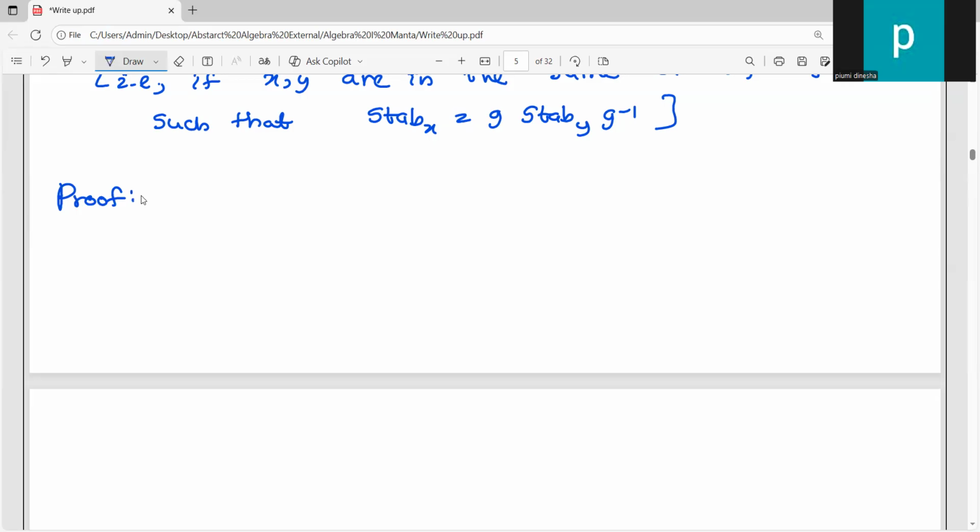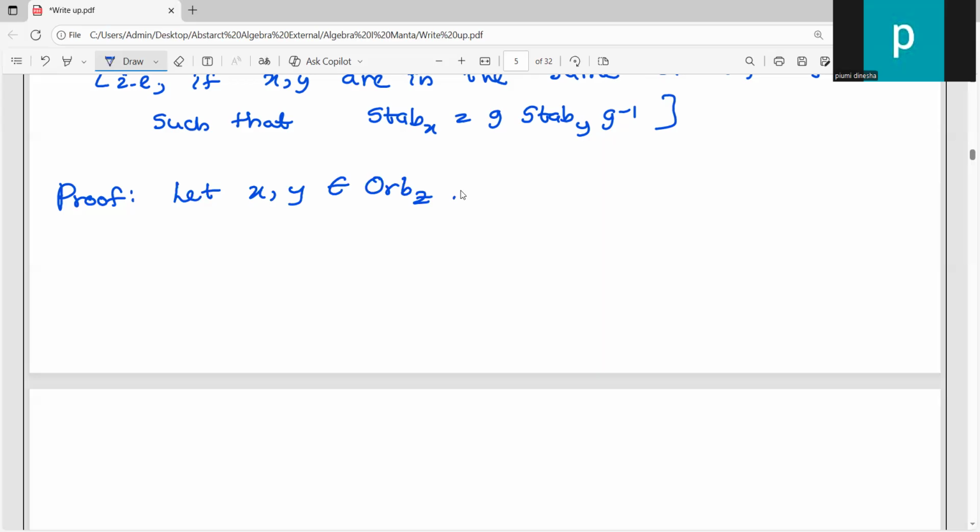Right, so the first one is we have to show that if two elements belong in the same orbit, then there is at least one G such that X is equal to G dot Y. And if there exists some G satisfying that equation, then those two must belong in the same orbit. So it's an if and only if statement. Let's take x and y to belong in the same orbit. Let's take the orbit of the element z. Suppose x and y are two elements in the same orbit.